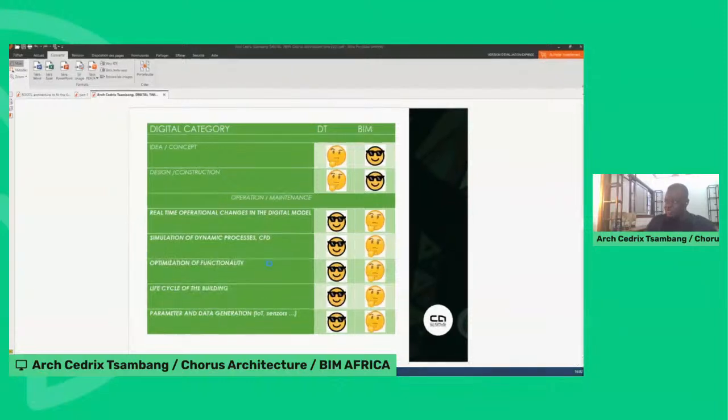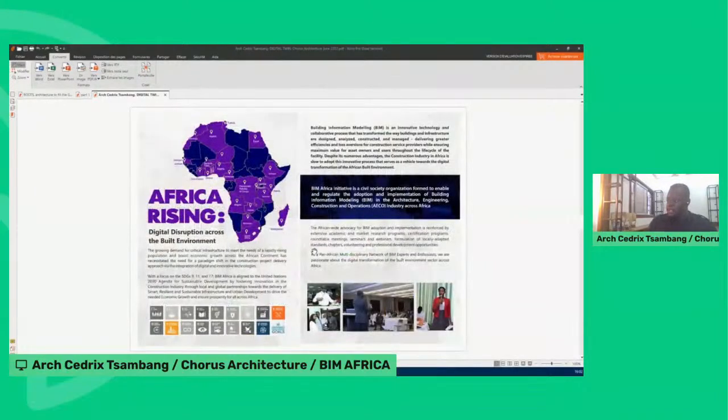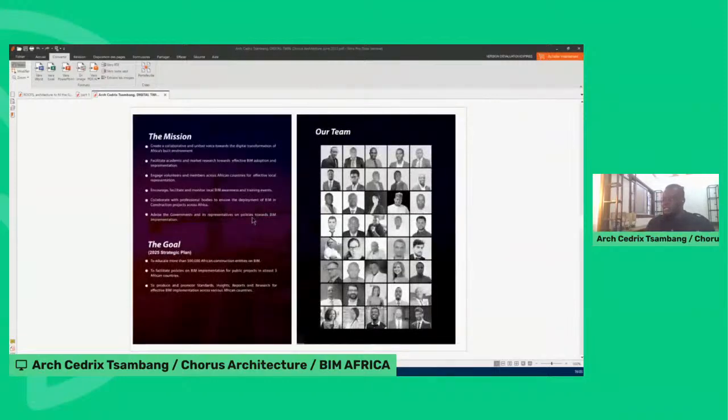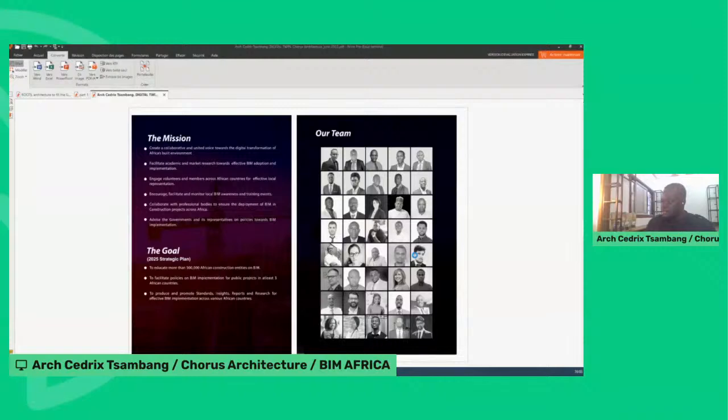So talking of BIM, we have BIM Africa, and the role of BIM Africa is to advocate BIM, obviously. It is represented in almost all the countries in Africa.